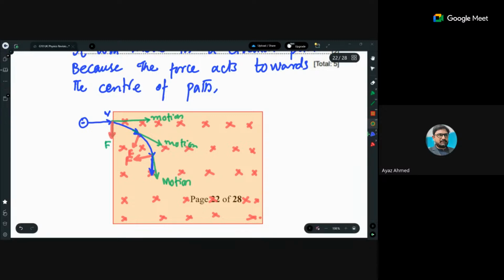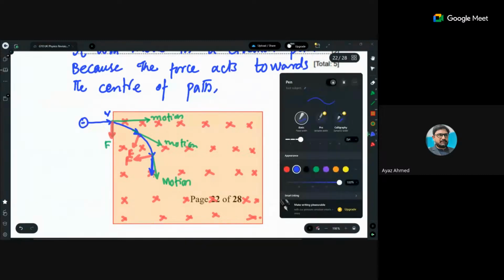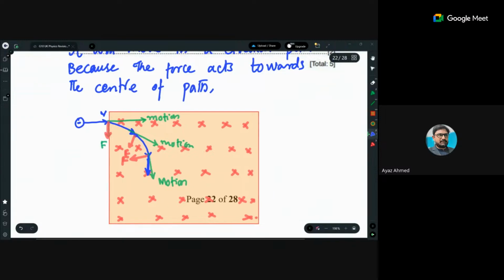ठीक है? And now if you apply the direction of the force on that, क्या होगा basically आपके पास? It would be more bent. The force will be acting in this direction, and in this way the particle will try to move back this way, this way, and so on. तो बस ऐसे चलाते जाएं आप, ठीक है? And this way. So did you see the direction of force is always toward the center?